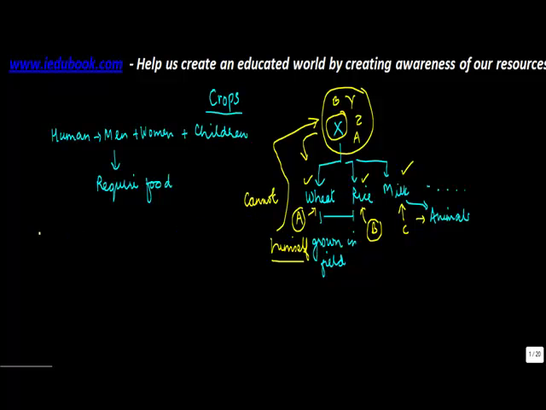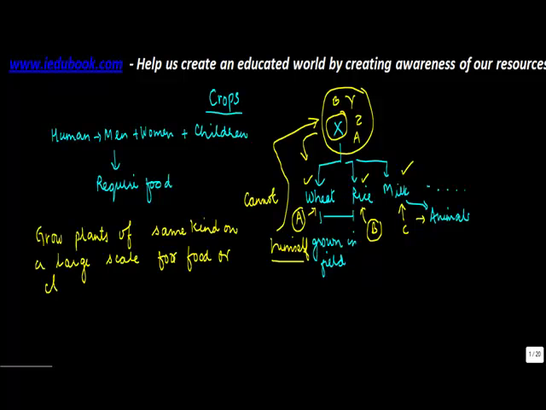So when people grow plants of same kind on a large scale for food or clothing or other purposes, it is called crop.